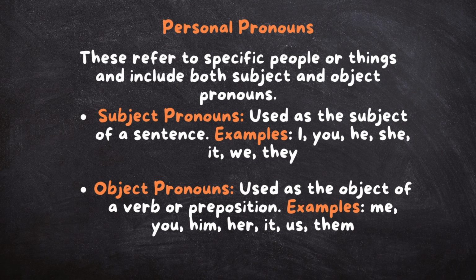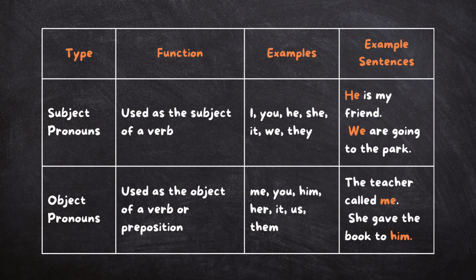Object pronouns, on the other hand, are used as the object of a verb or preposition in a sentence. Examples are me, you, him, and the rest. The main catch here is we use subject pronouns to replace nouns which are functioning as the subject of a sentence, and object pronouns to replace nouns that are functioning as the object of a sentence. Let's use this table to let us know more about subject and object pronouns.